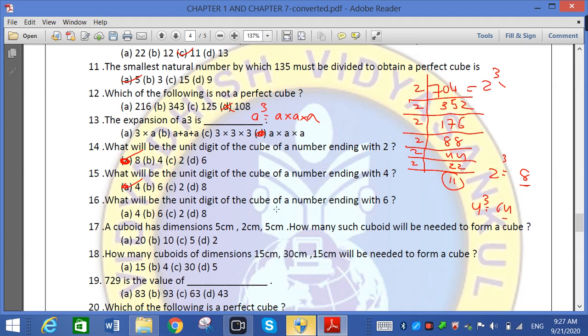What will be the unit digit of the cube of a number ending with 6? So again 6.